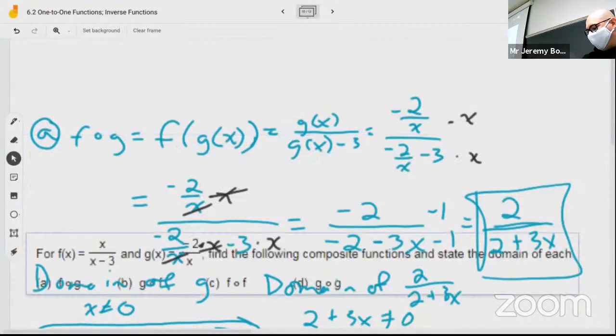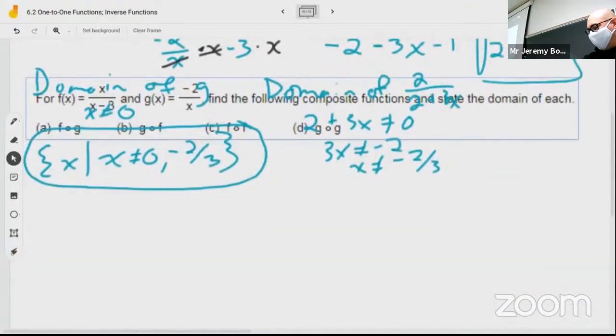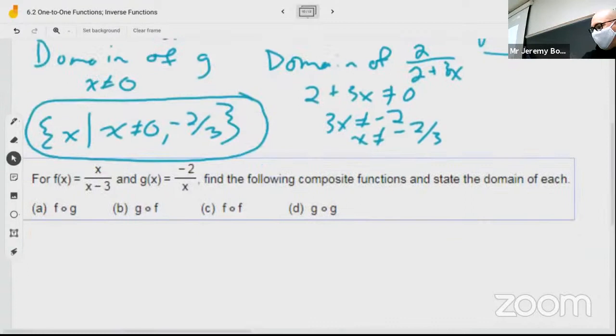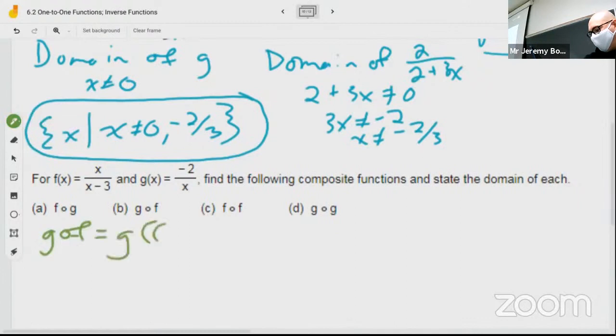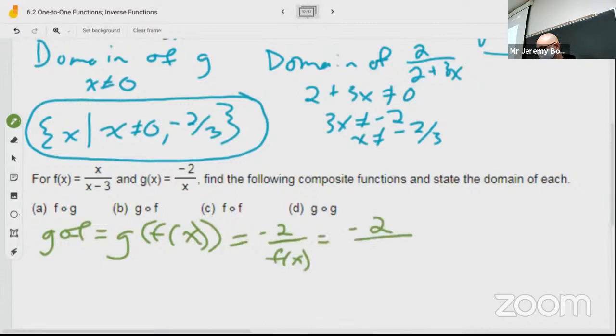All right, let's talk about G of F. We're doing G composed with F of X. So everywhere there's an X in G, we're going to put F of X. So this is going to be negative 2 over F of X, which is negative 2 over X over X minus 3.